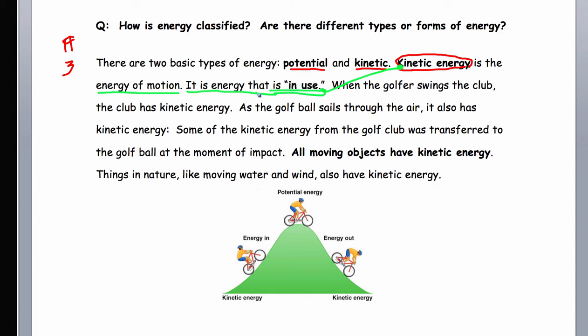So when a golfer swings the club, again, the club has kinetic energy. As the golf ball sails through the air, it also has kinetic energy. Some of the kinetic energy from the golf club was transferred, and here's this word again, transferred, energy being transferred. Some of the energy from the golf club was transferred to the golf ball at the moment of impact. So, key idea here, get your blue pencil.